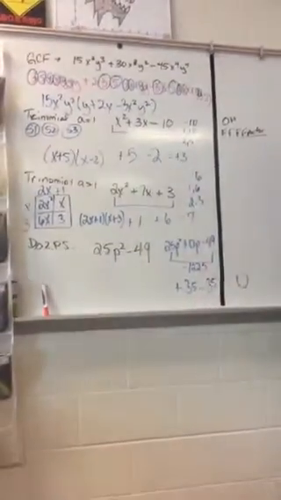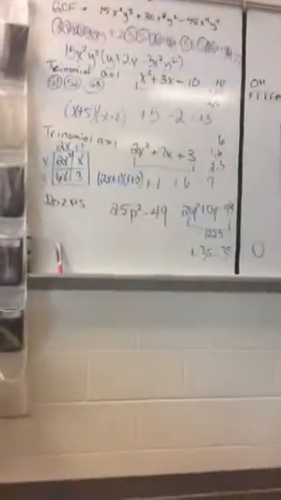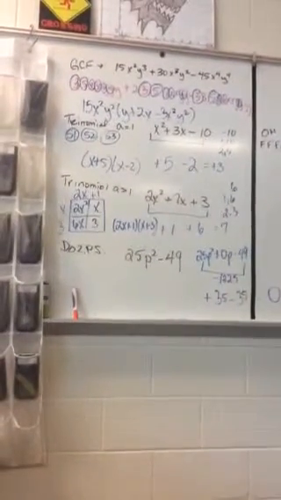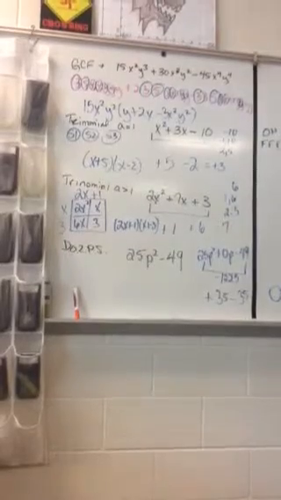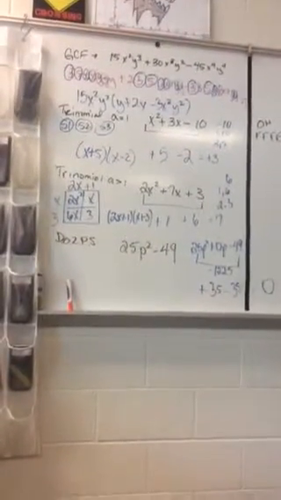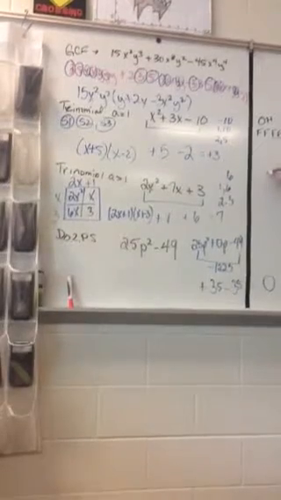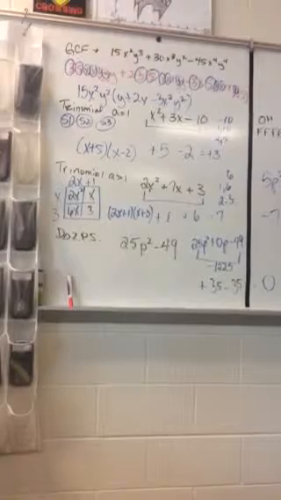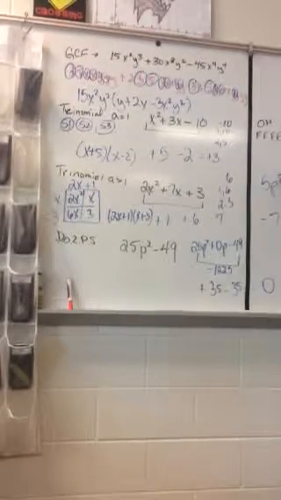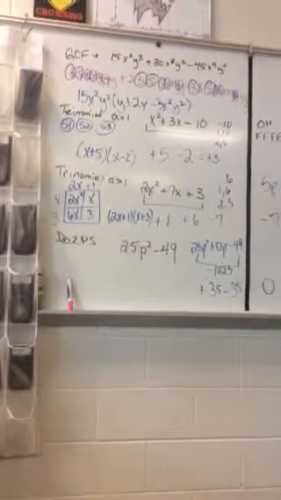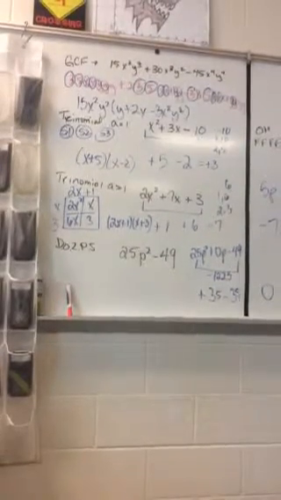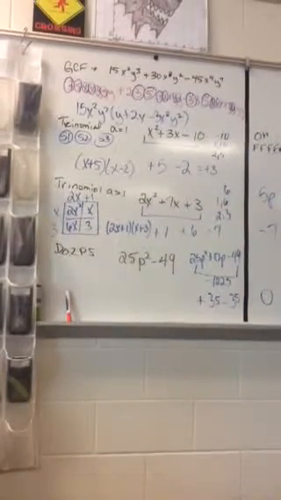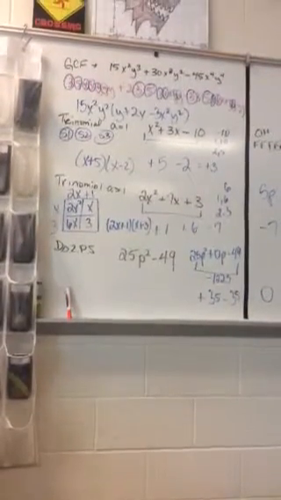Okay, 35 and 35. So I take my box one more time. 25p squared, 35p, negative 35p, and then minus 49. What do these two have in common? They both have a 5p squared. What do these two have in common? They both have a negative 7. These two have in common a 5p, not a squared, just a p. And top to bottom, what do these two have in common? A plus 7p. So I end up with 5p plus 7, 5p minus 7 is my answer.